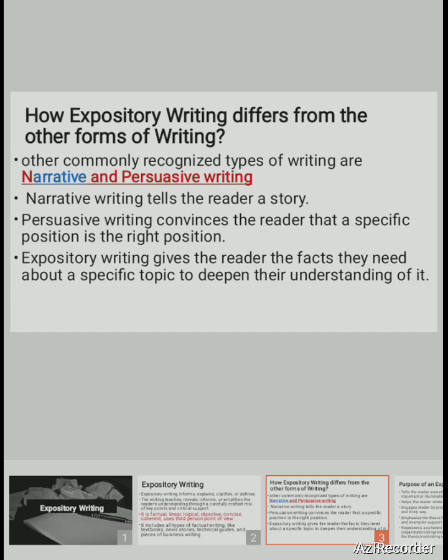Next is persuasive writing. Persuasive, as the word shows, is the piece of writing that is used to persuade the reader, to convince the reader about a specific point of view, that a specific position is the right position. Now when you are persuading someone, obviously you will use your own point of view, so that will not be included in the expository writing because it is an objective piece of writing. Objective means your personal point of view is not included in that piece of writing.